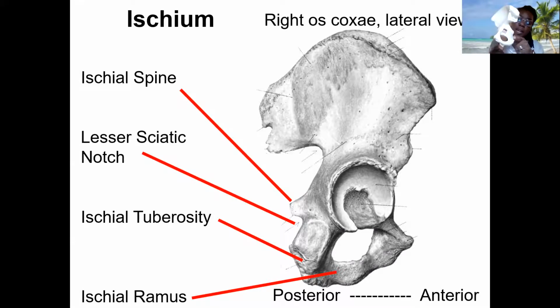Then we've got the lesser sciatic notch, which is inferior to the greater sciatic notch. Then we've got the ischial tuberosity. This is what's on the chair when you're sitting down, for lack of a better way to put it. And then finally, we have the ischial ramus. The ramus is just the connecting or bridging part that encircles the obturator foramen. Because the obturator foramen is a shared structure, only one part of its border is a part of the ischium, and that's the ischial ramus.